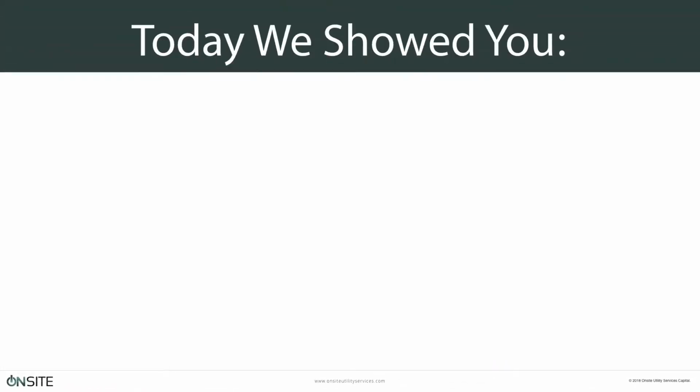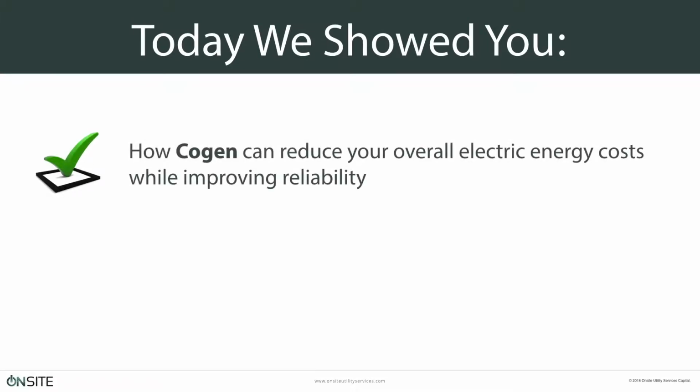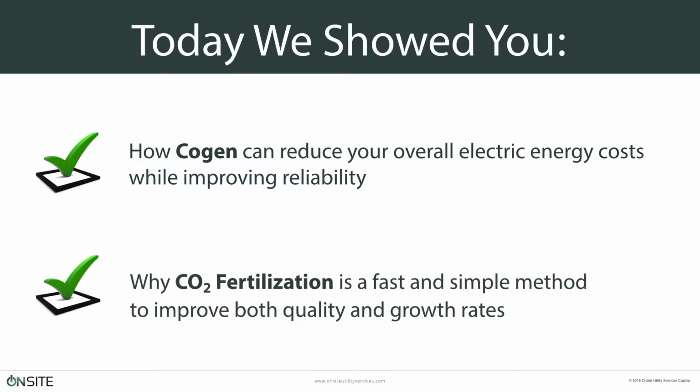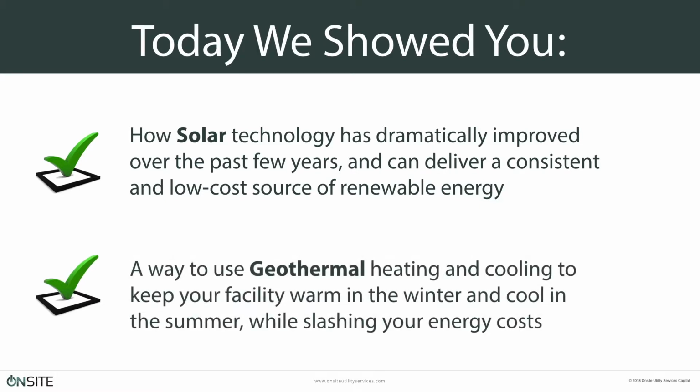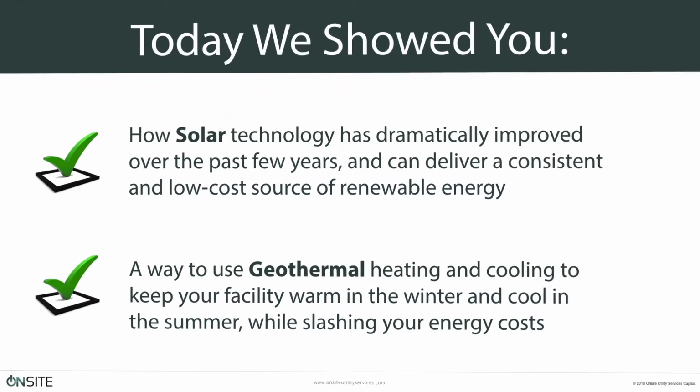Let's recap what we've covered today. We showed you how cogeneration can reduce your overall electric energy costs while improving reliability. We showed you why carbon dioxide fertilization is a fast and simple method to improve both quality and growth rates. We talked about how solar technology has dramatically improved over the past few years and can deliver a consistent and low-cost source of renewable energy. We talked about using geothermal heating and cooling to keep your facility warm in the winter and cool in the summer while slashing your energy costs.